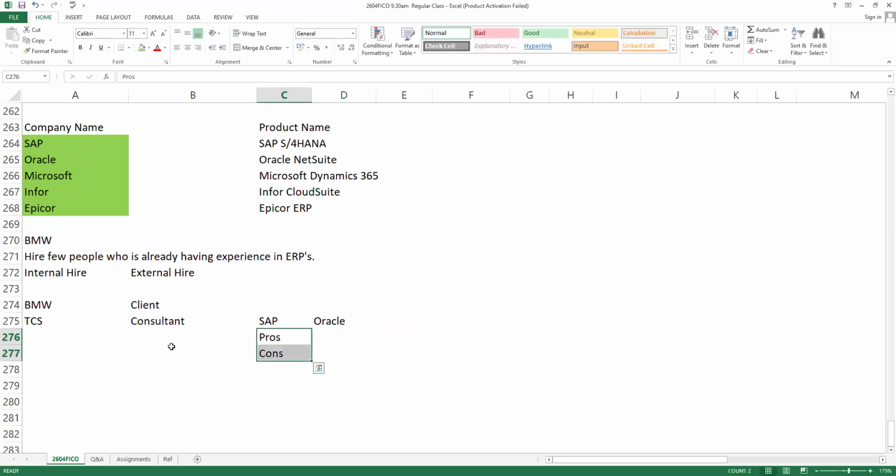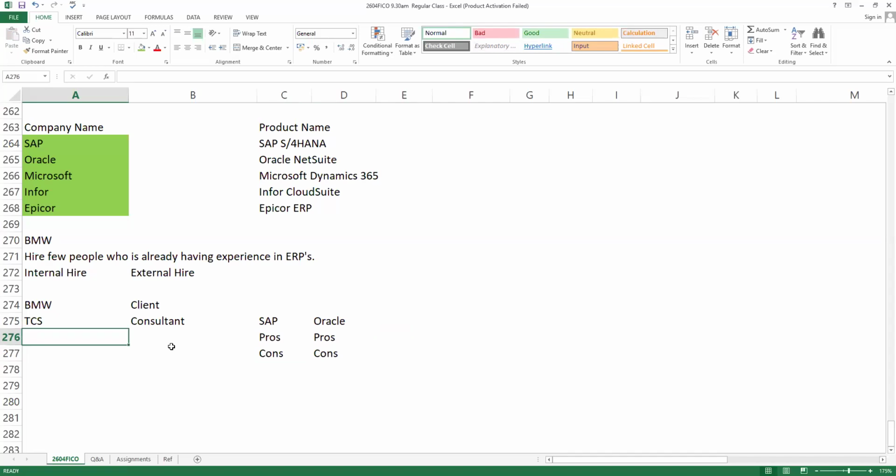Again, whose decision will be final? Here, BMW as a client, their decision will be final, right? Which ERP system needs to be implemented. Once they go through all the documentation and the suggestions given by the consultant, then they will decide to go with one particular ERP.